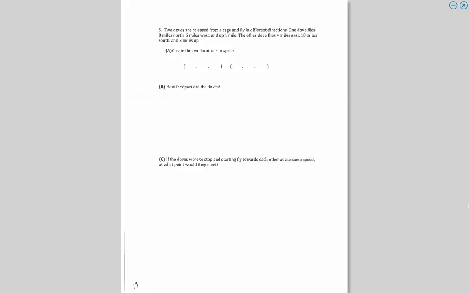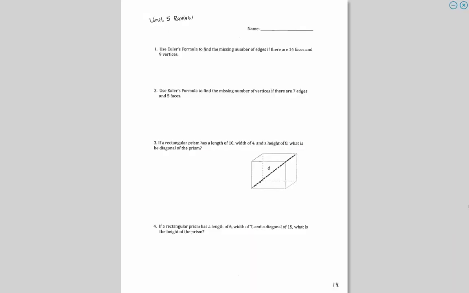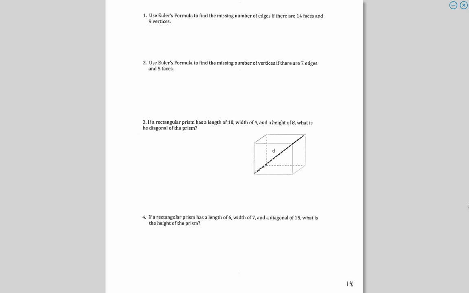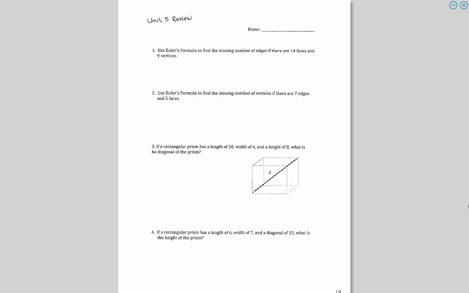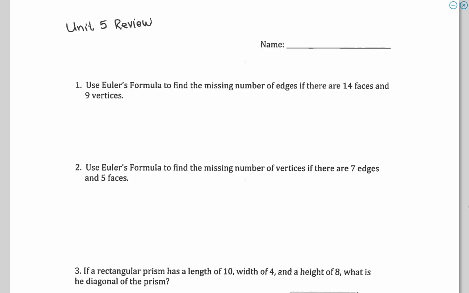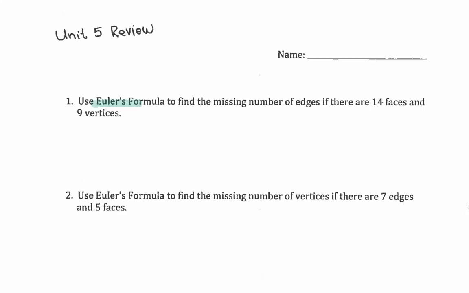All right, so let us begin. We are in the back of the packet, the PDF that you have on Schoology that starts on page 18. We're going to go through most of the problems, but if I feel something is too redundant, then we will not cover that unless we get a special request for it. So this first question is asking about Euler's formula, and that's going to be F plus V equals E plus 2.